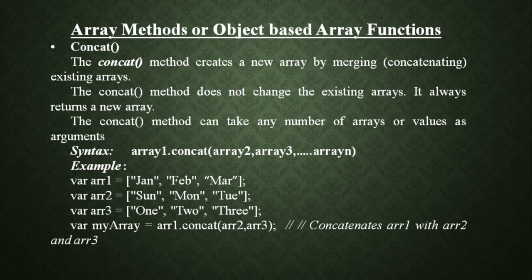Now my array contains all these array 1, 2, 3 values: January, February, March, Sunday, Monday, Tuesday, 1, 2, 3. The concat method can take any number of arrays or values as arguments. What do we have to write? The method name is concat: array1.concat(array2, array3, and so on, array n).